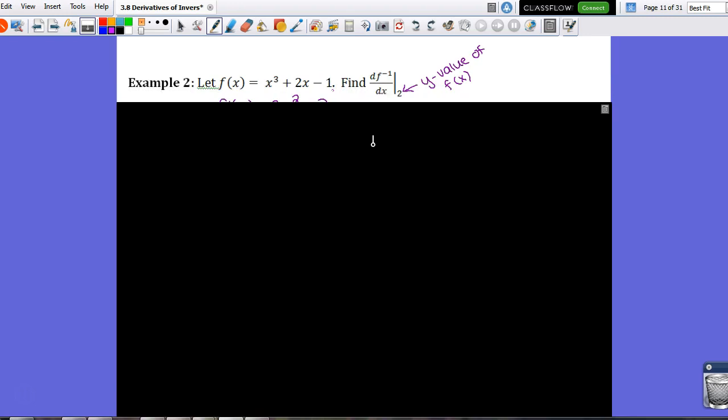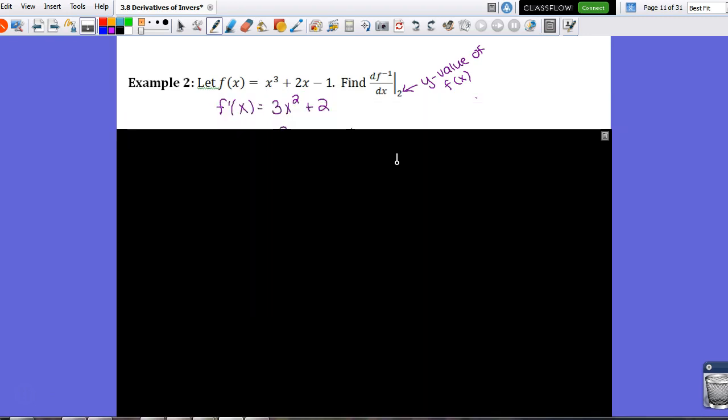So we're trying to find the inverse derivative at 2, which is representative of the y value of f of x. Anytime you need to find your inverse derivative, you need the derivative of the original. So the derivative of x cubed plus 2x minus 1 is 3x squared plus 2.